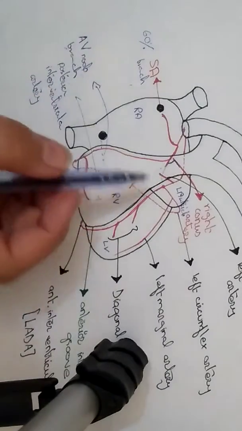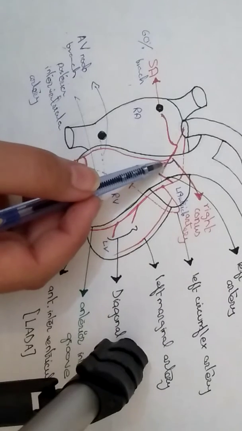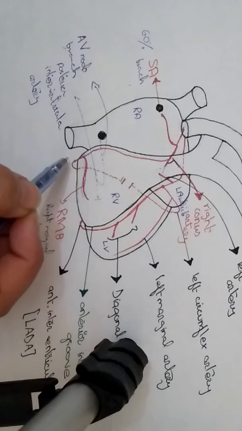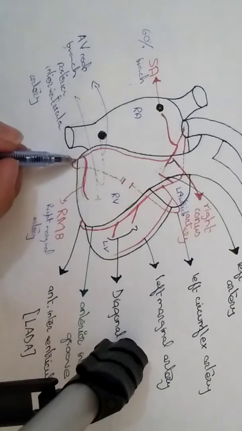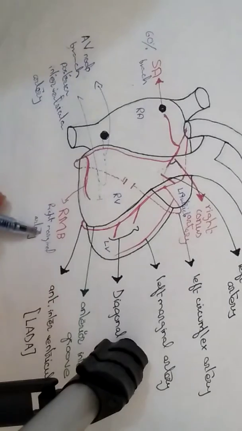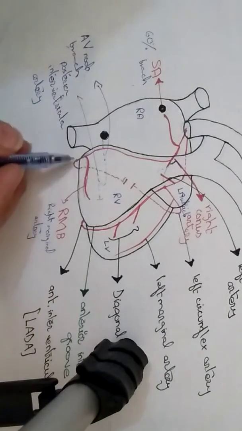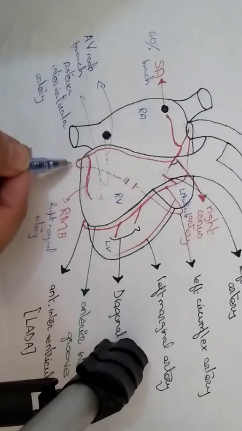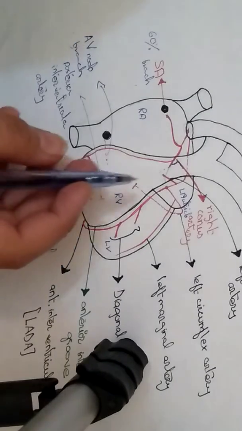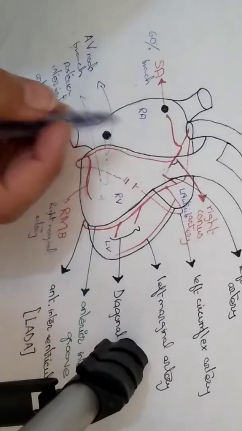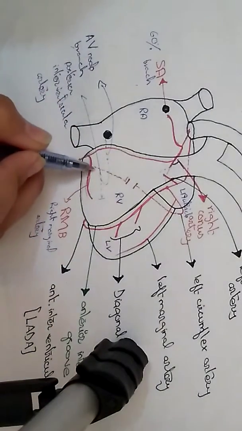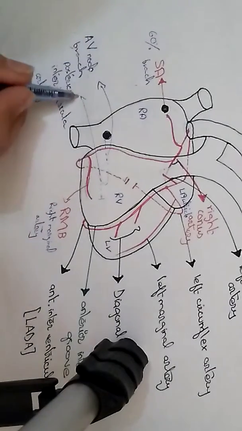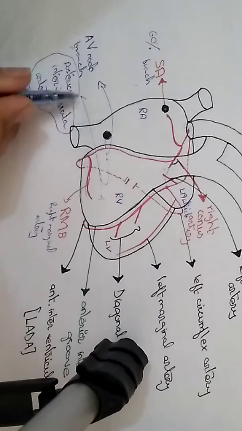Now the right coronary artery moves in the anterior coronary sulcus downward and inferiorly. Before it goes around posteriorly, it gives another branch known as the right marginal artery, as you can see here. Then it goes round posteriorly and moves upward on the posterior surface. It also gives another branch known as the posterior interventricular branch, as you can see here.